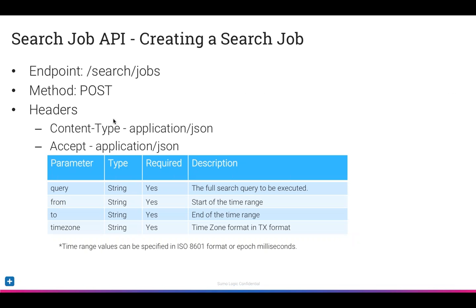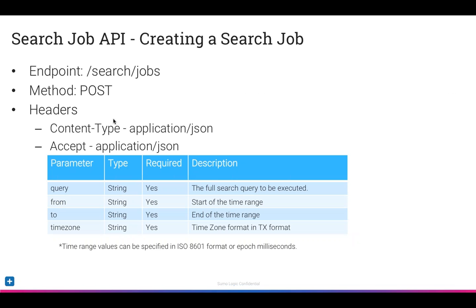So let's talk about that. The first step when you're interacting with the search job API is you're going to need to create a search job. The endpoint for that is /search/jobs, and this is going to be a POST method. You're going to have to provide some headers: a content type header of application/json and an accept header of application/json. And you're going to have to provide a JSON object representing these parameters.